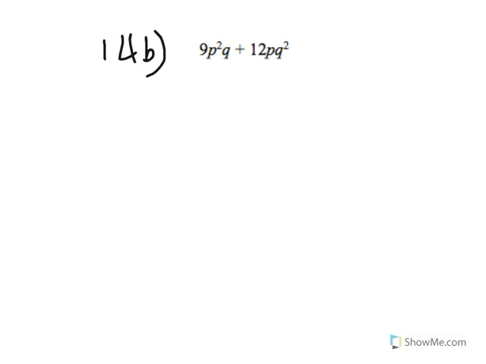Okay, 14b is similar in principle, but a little more challenging. First look at each part. Look at the number, then the p, then the q to find the highest common factor. The highest common factor between the numbers is 3, between the p's is p, and between the q's is q. So 3pq is taken out, and you divide everything by 3pq. So 9p squared q divided by 3pq is 3p, and 12pq squared divided by 3pq is 4q.